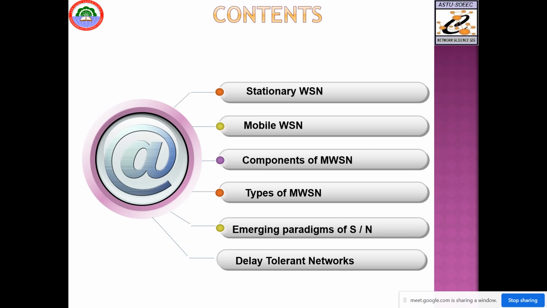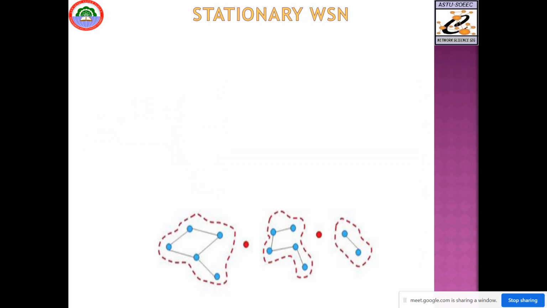Now, today we are going to discuss some concepts of mobile wireless sensor networks. We are going to discuss what a mobile wireless sensor network is, what components we have to establish the network, what types of nodes we have, what the various paradigms of sensor networks are, and the delay tolerant network. These are the topics we are going to discuss today.